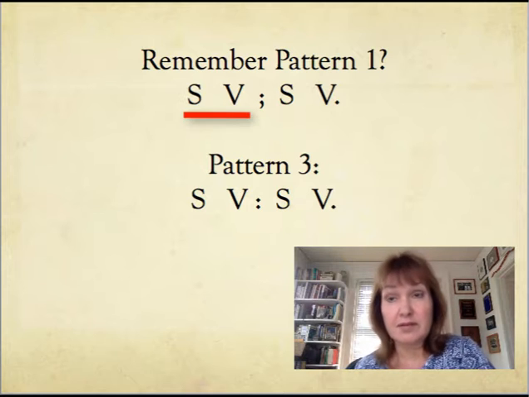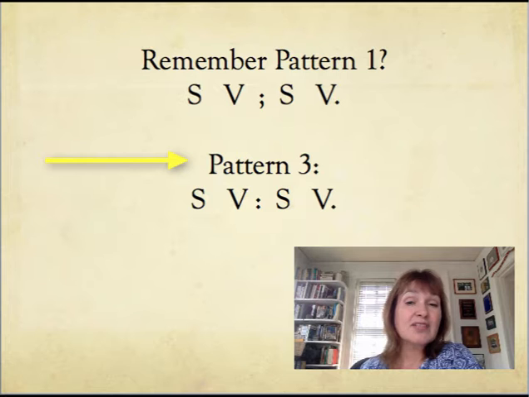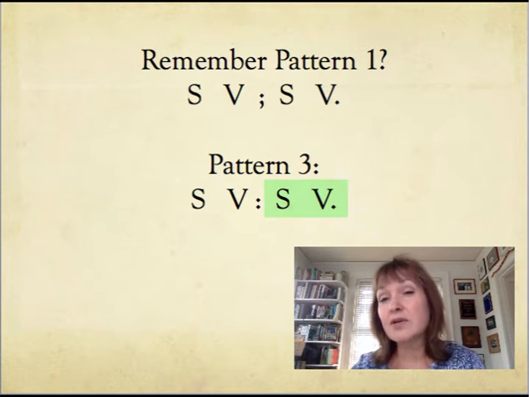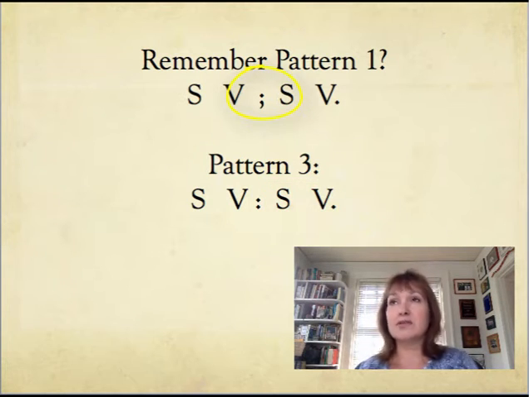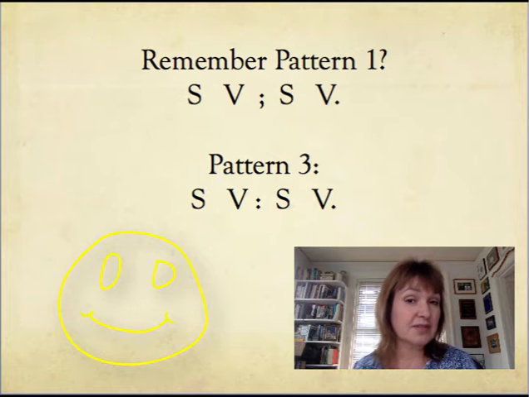So, remember pattern 1? It's subject, verb, semicolon, subject, verb. For this one, you actually have a causal relationship. That second sentence has to give you an example or an explanation. That is what that colon is saying. A semicolon is just saying, hey, here's a new sentence. A colon is saying, hey, here's a new sentence that's actually going to explain that first sentence.